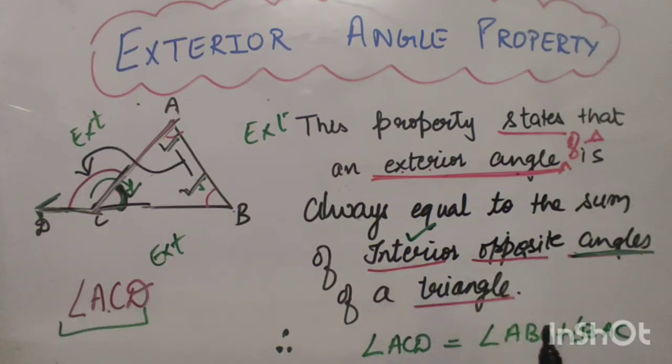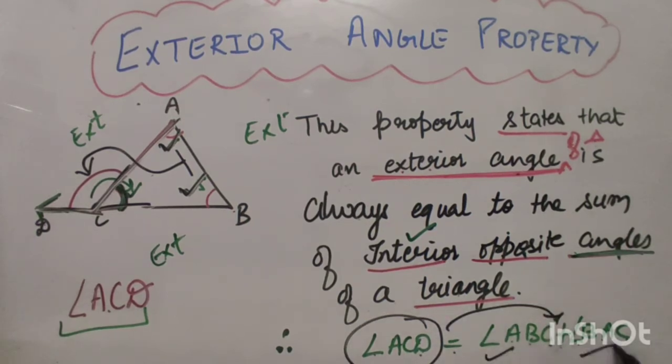As per the property, we conclude that angle ACD will be equal to angle ABC, which is this angle, plus angle BAC, which is this angle. So the property says that the exterior angle is equal to the sum of the interior opposite angles, right? This is according to the property. Now how can we prove it? As we proved the angle sum property of a triangle through an activity, children, we are going to prove this as well with an activity. So let's start.